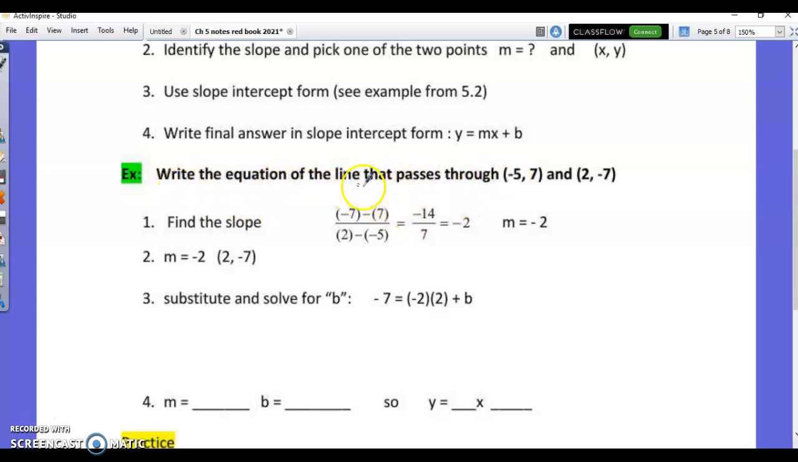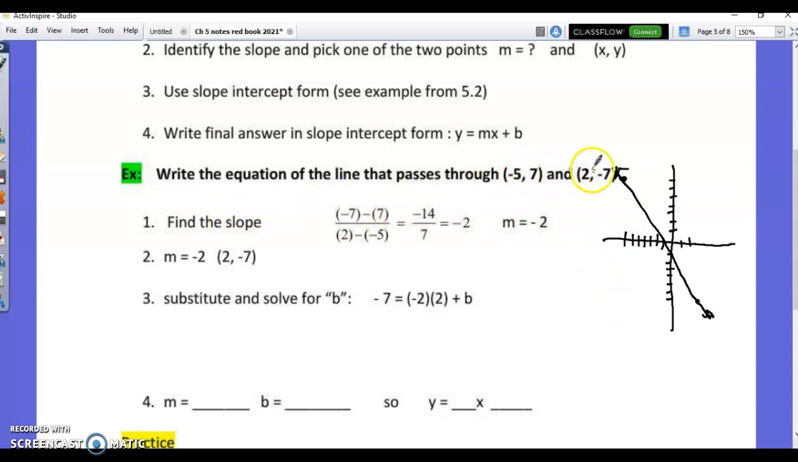So let's say we have an equation of a line that passes through (-5, 7) and (2, -7). So what that is just saying is, at -5 on x and 7 on y, there's this point, and then at 2 and -7, there's this point. Here's a line that goes through it, and we need to write the equation of that line. So the first thing is to set up and find the slope.